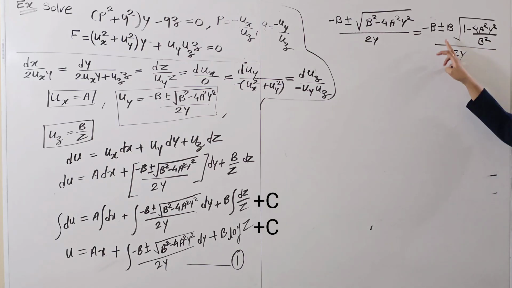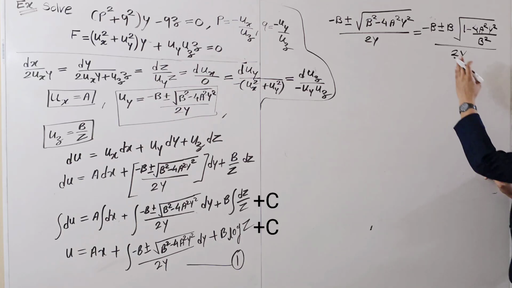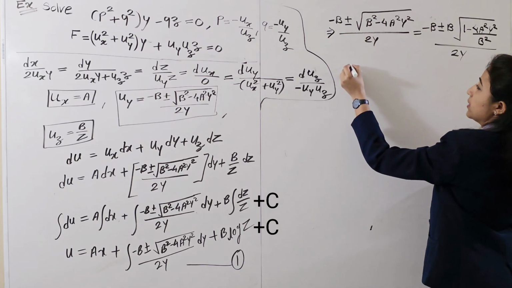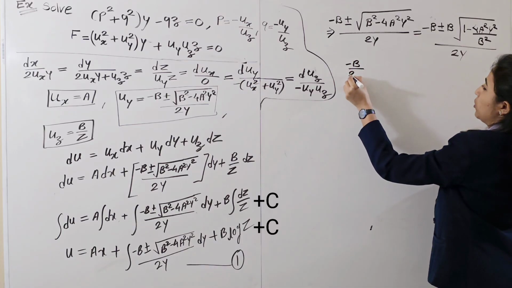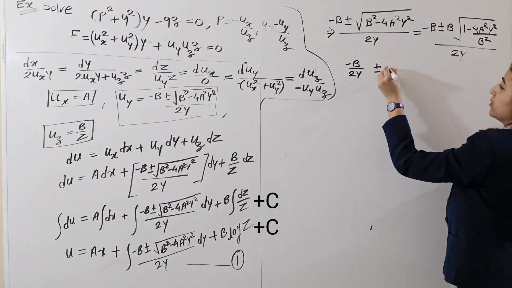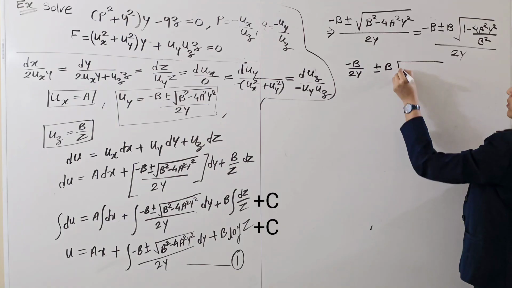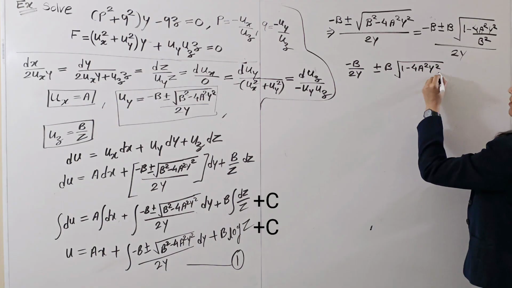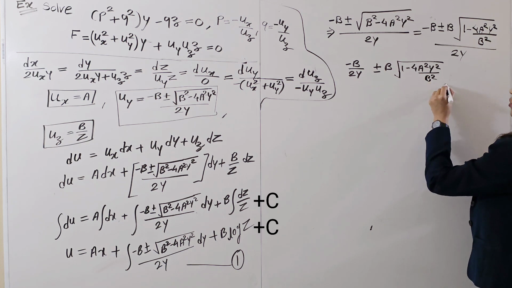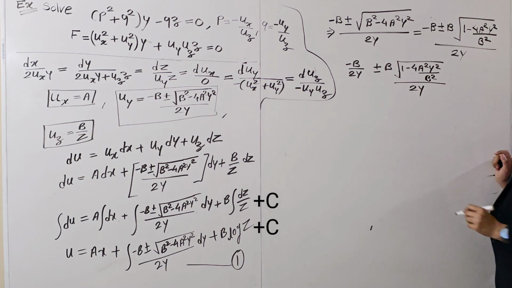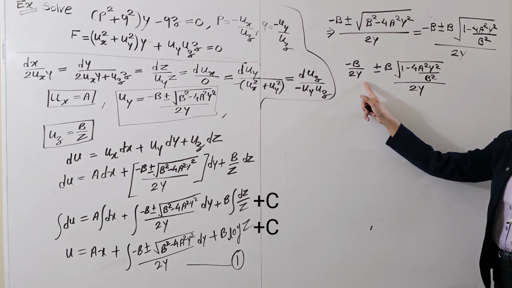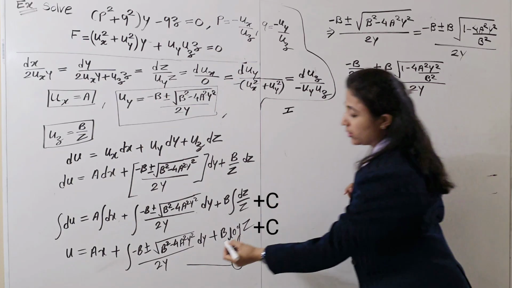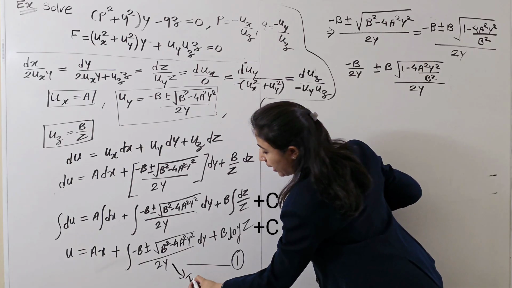And we know that 1 upon y is possible to integrate. So if we separate this term, you get minus b divided by 2y, plus minus b root of 1 minus 4 a square y square divided by b square, whole divided by 2y. Now this one is possible to integrate, and here we have to put the substitution. So suppose we consider this as our I.